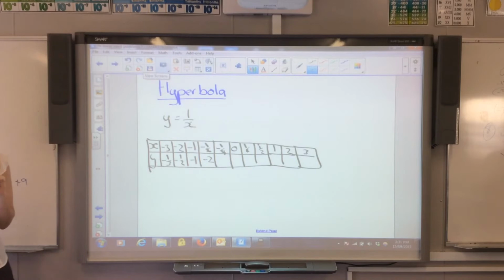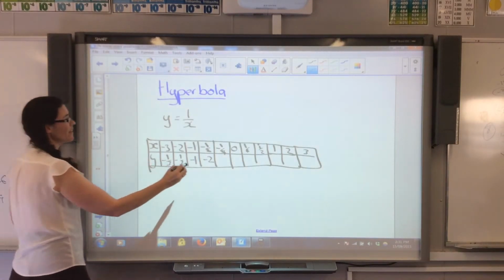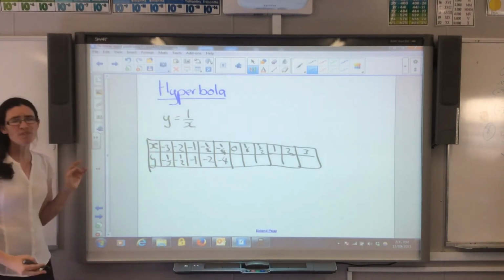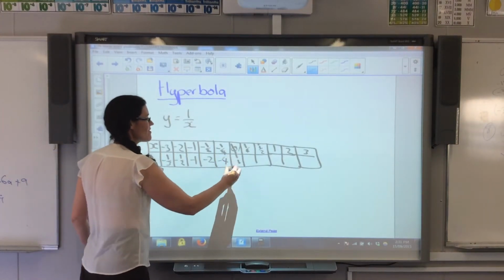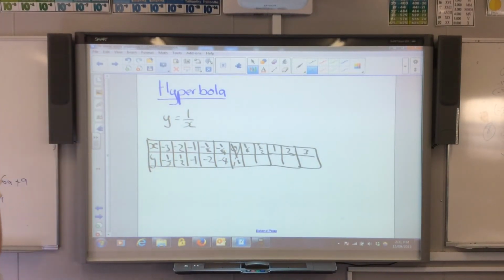So that's negative 2. When I put negative 1/4 in, I get negative 4. When I put 0 in, what happens? What's 1 divided by 0? 0? Really? Try it on your calculator, what happens? It's an error. It's not possible. You cannot divide by 0. How many zeros go into 1? Infinite. Okay? 0 is nothing. It just doesn't work. There is no value that works when x is 0.